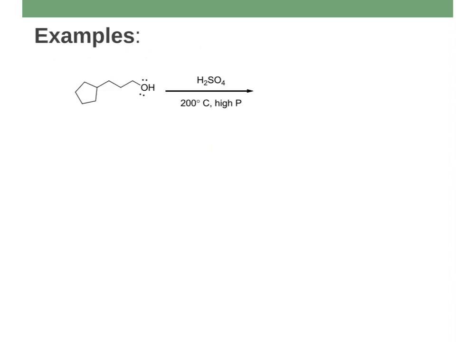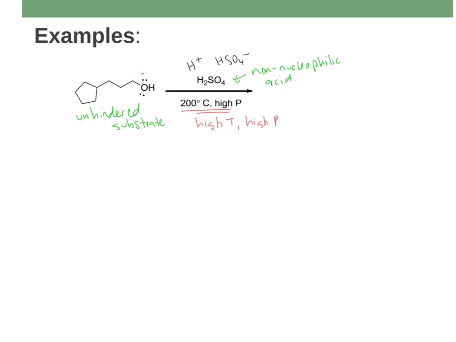So here would be an example, right? Again, unhindered substrate. Here I chose a non-nucleophilic acid. We'll come back to the fact that there's really high temperature, right? High temperature, high pressure. Talk about why we need such crazy amounts of energy for this. But I'm going to do the same thing that I've done for all these examples. H plus, HSO4 minus. I've got a partial negative, partial positive, partial positive. First step is the same first step. Go and get your hydrogen.